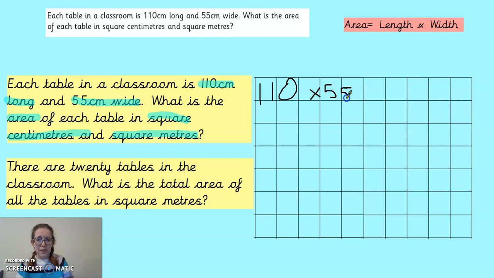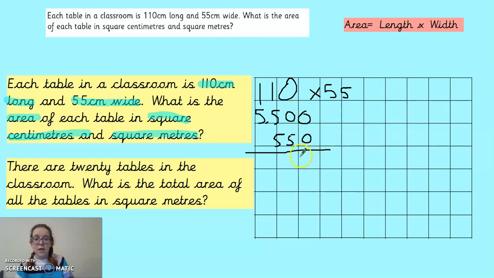Now you can work this out any way you find your multiplication easier. I'm going to partition this 110, because I know that times by 100 and times by 10 is easy. So I'm going to do 55 times 100, which is 5,500. And then we can do 55 times 10, which is 550. Then I just add it together and I've got my whole calculation.